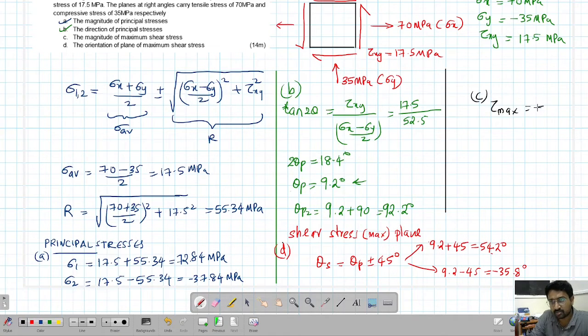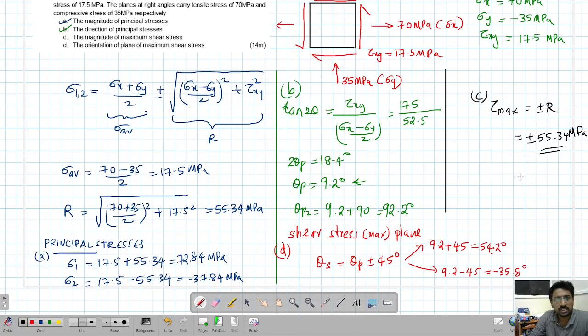The value of this is plus minus R. What is R? R is this quantity. So this is plus minus 55.34 MPa. Sorry, not degree, MPa. So this is the maximum value of shear.